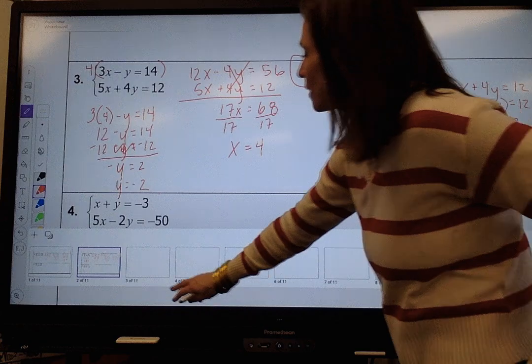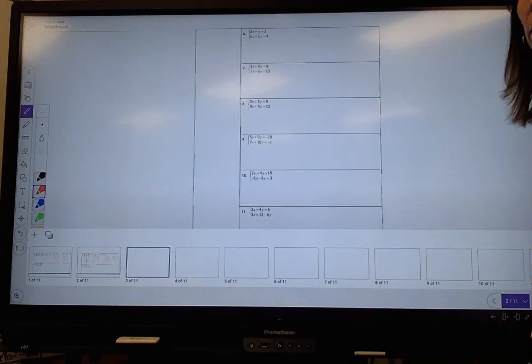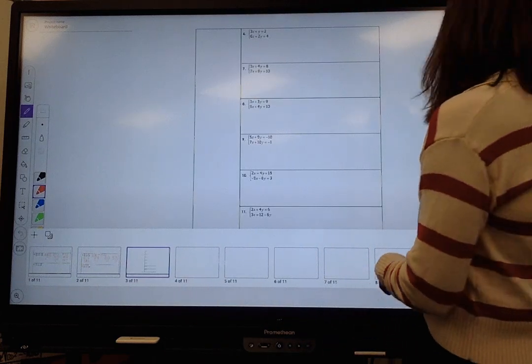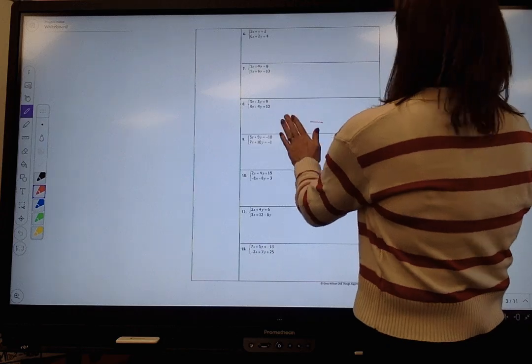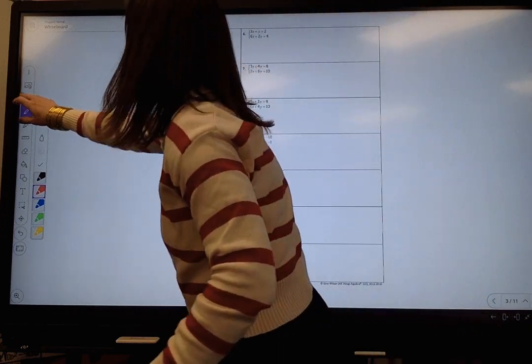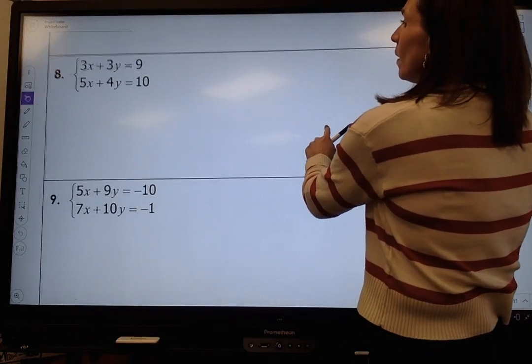All right, let's take a look at the next page and do a couple of examples here. All right, let's do number 8. Okay, so number 8.